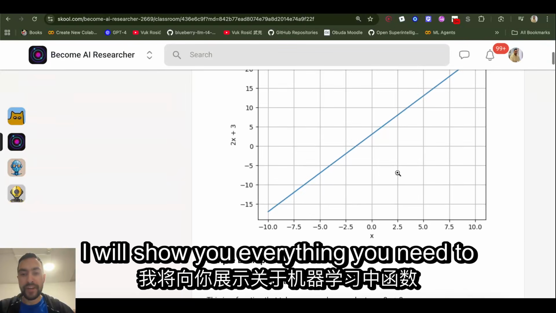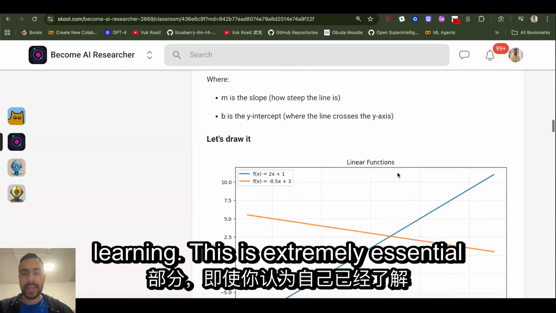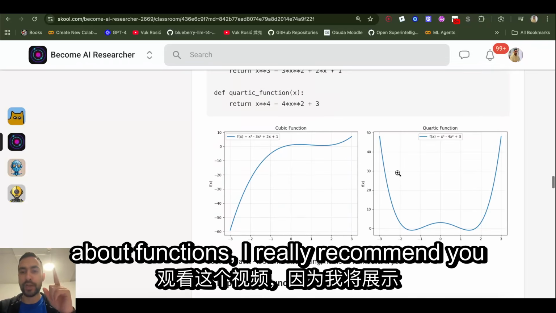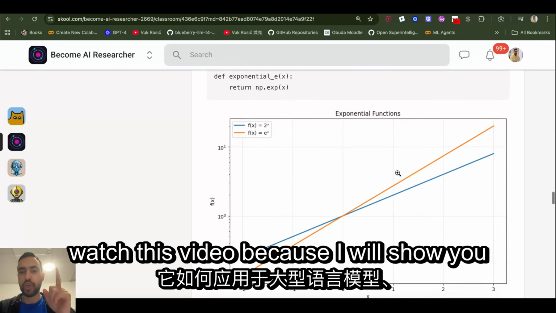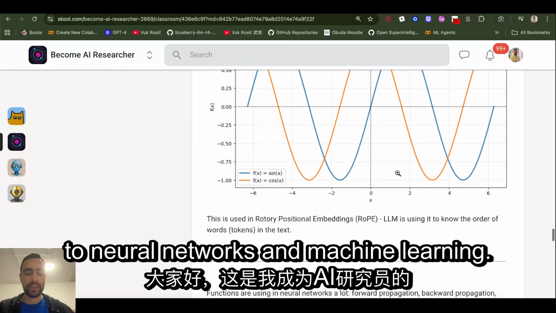I will show you everything you need to know about functions in machine learning. This is an extremely essential part, and even if you think you know about functions, I really recommend you watch this video because I will show you how it applies to large language models, to neural networks, and machine learning.